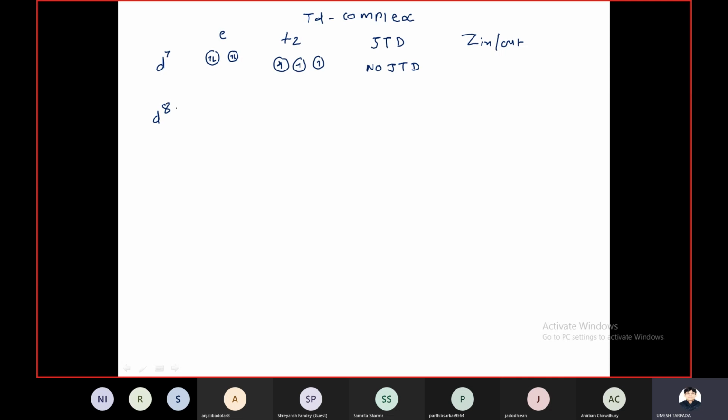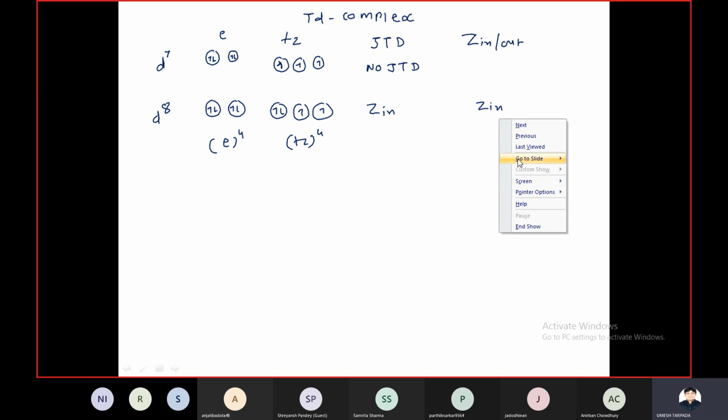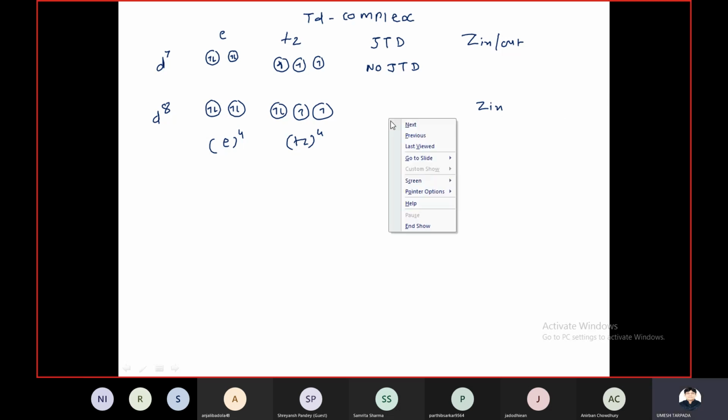What about d8? This is a d8 arrangement. Strong, in the d8, Z out. t2 4 and e is 2, e is 4, so it's a Z out. It's a strong Jahn-Teller. t2 4 is there, at that time you can have a Z out. Here it is having strong Jahn-Teller.